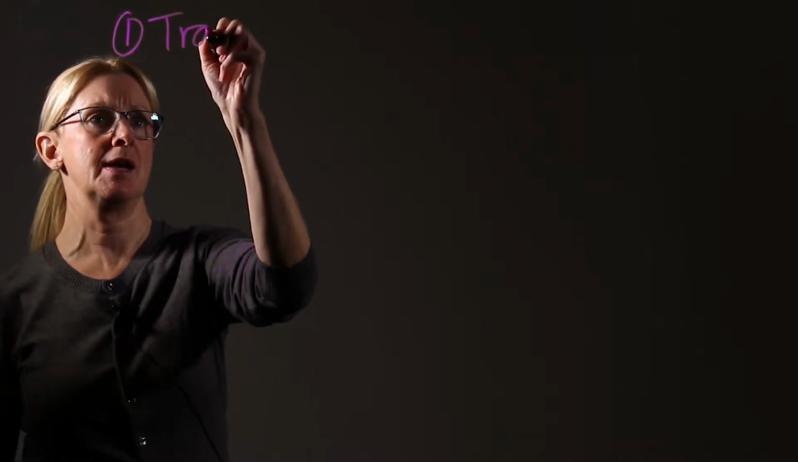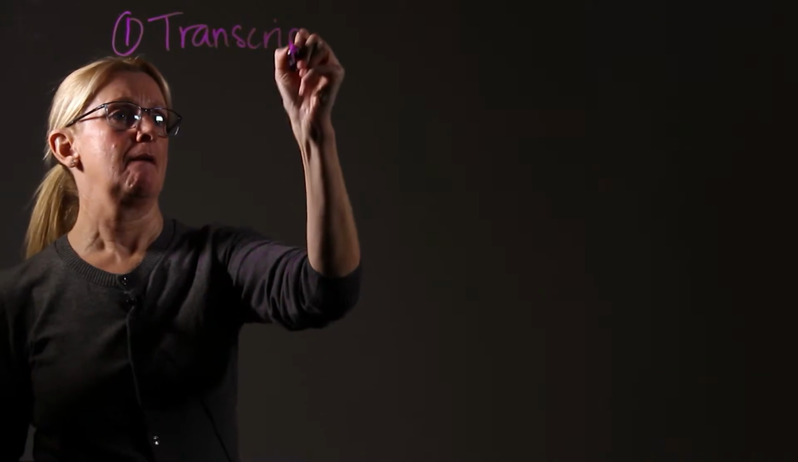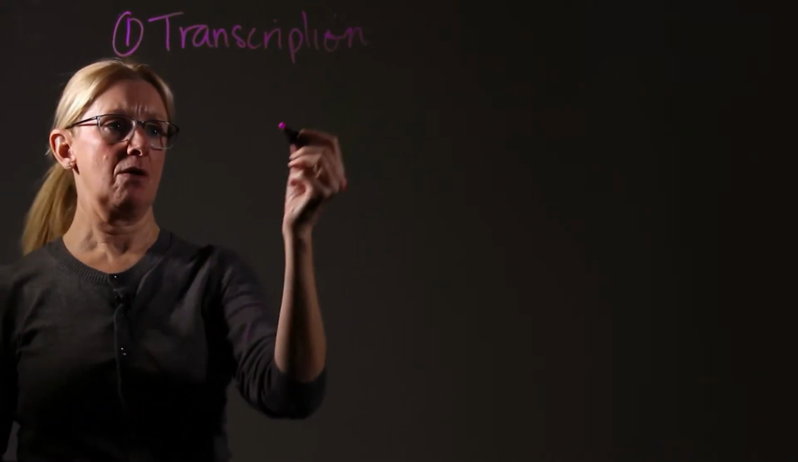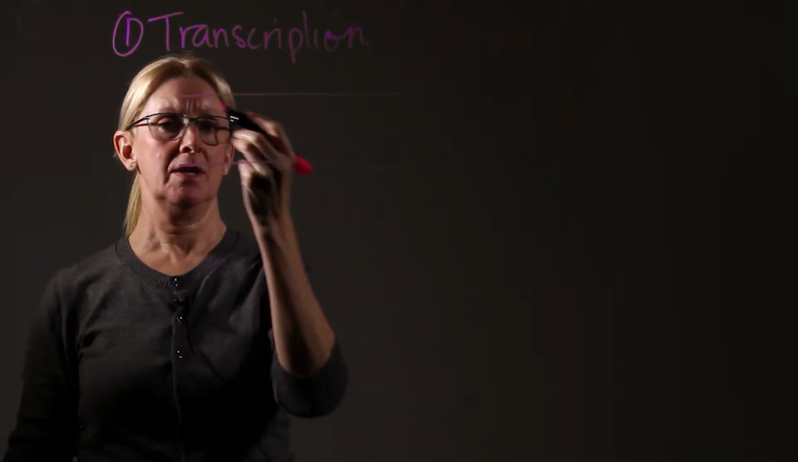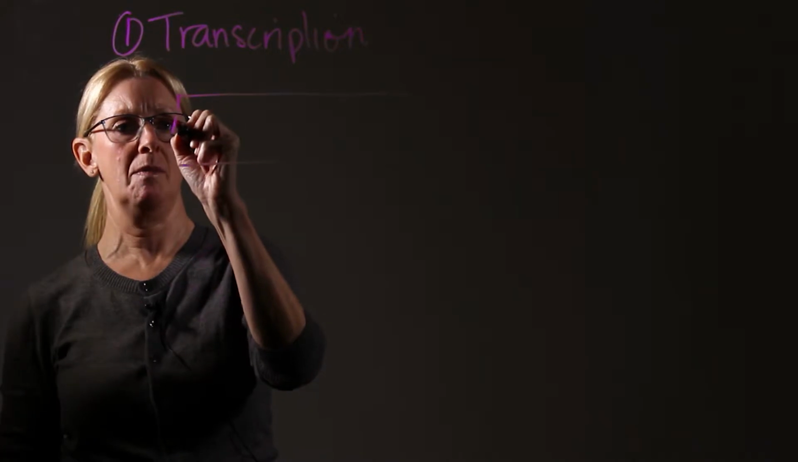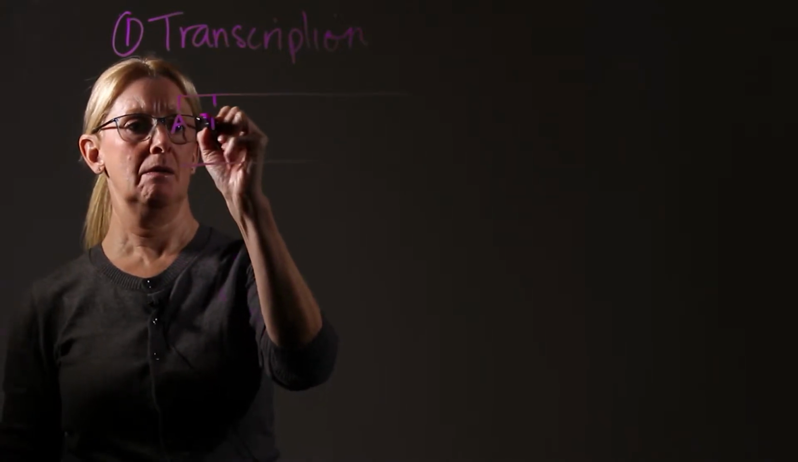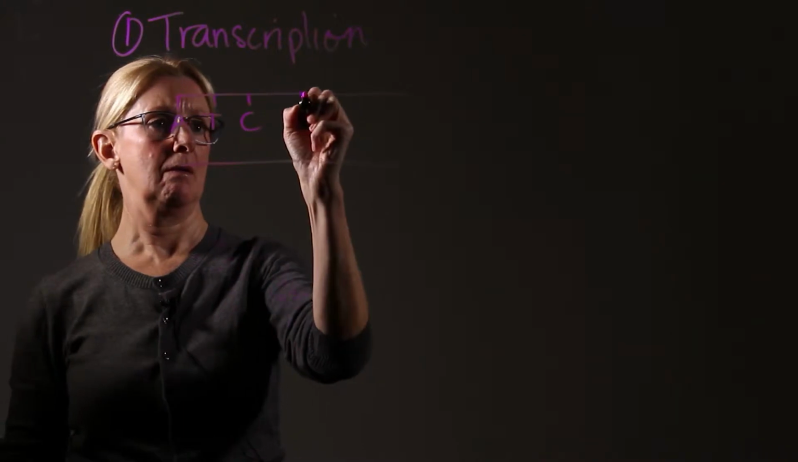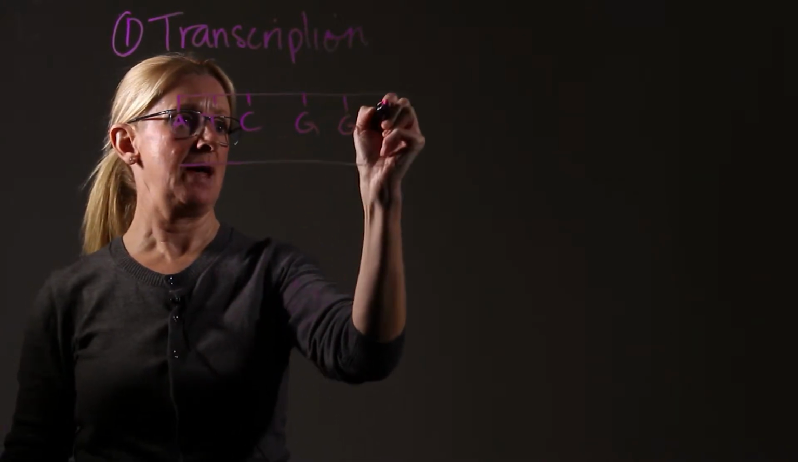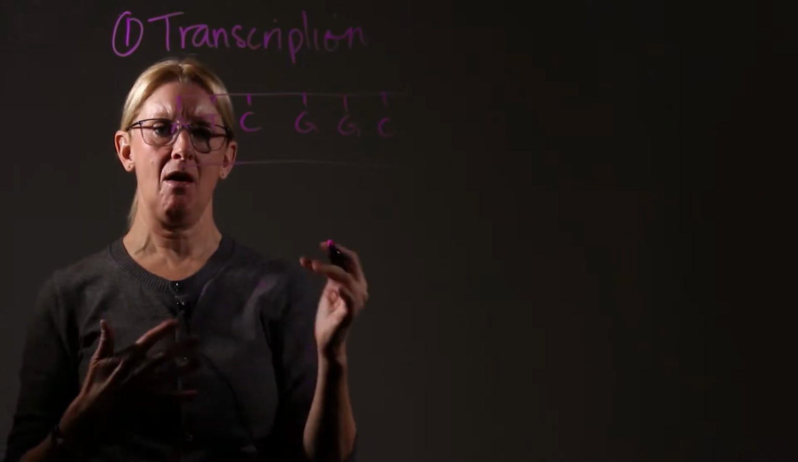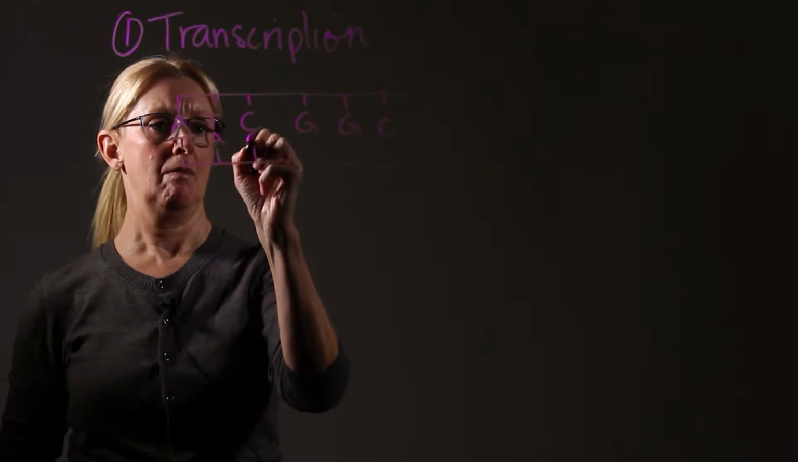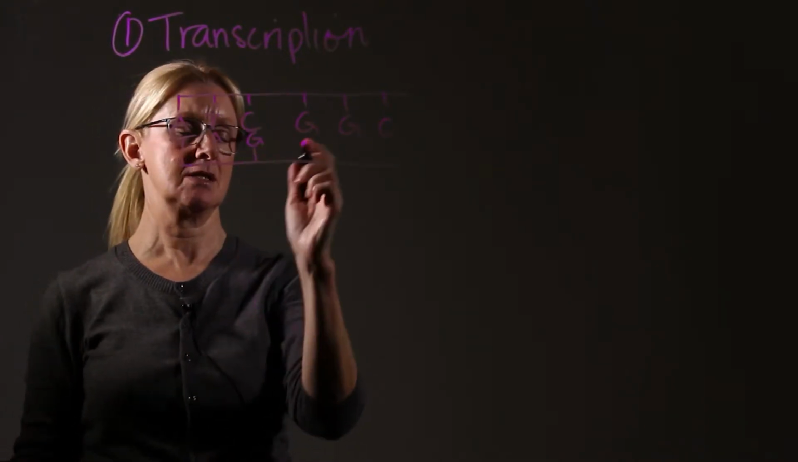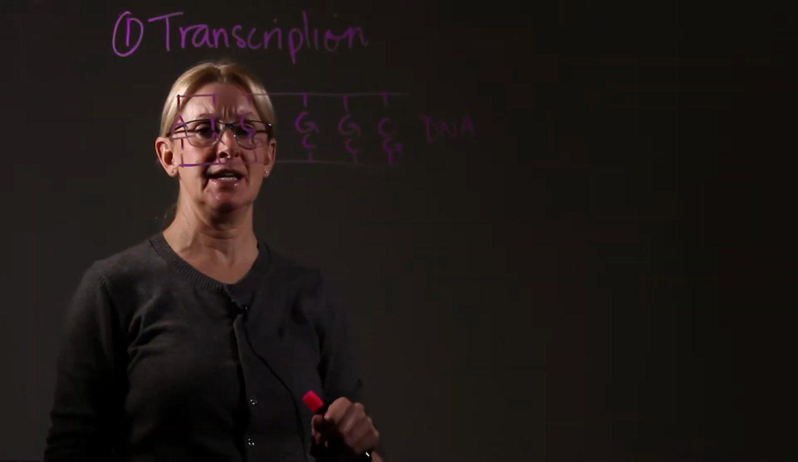Okay, so we're going to start with that first step, which, remember, is transcription. So let's start with our DNA. And if we have our DNA here, let's put in some bases. So at the top, let's put in some of our bases that we would see. And remember, we're always going to have that complementary base on the bottom. Right? So A's go to T, C's go to G. So this is our DNA strand.